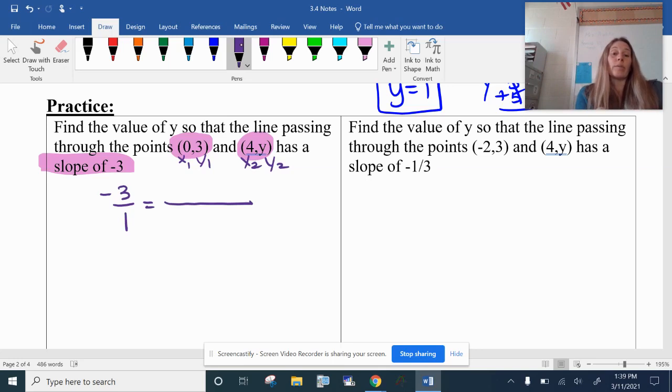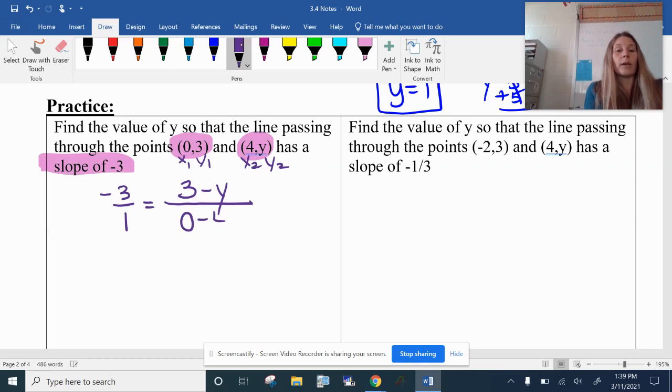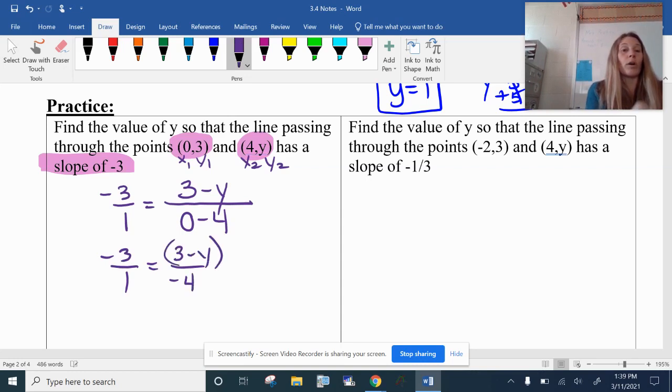Now, I could do 3 minus y for my y's, or I could do y minus 3. Either one works. I like to start out with my variable whenever possible, so it's positive, but I'm going to do it the other way just so you can see what will happen in that situation. So if I do 3 minus y, then I'm going to do 0 minus 4. Now, 0 minus 4 can be simplified to just negative 4. And now I'm going to cross multiply.